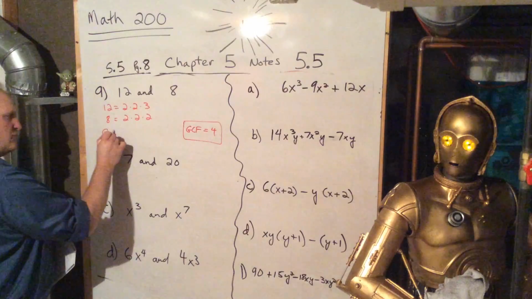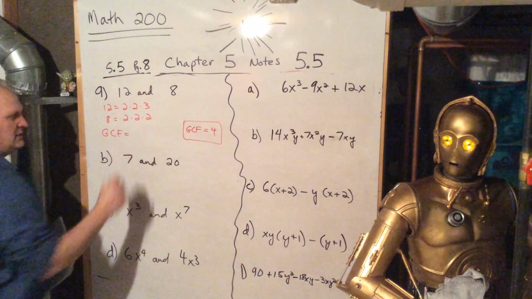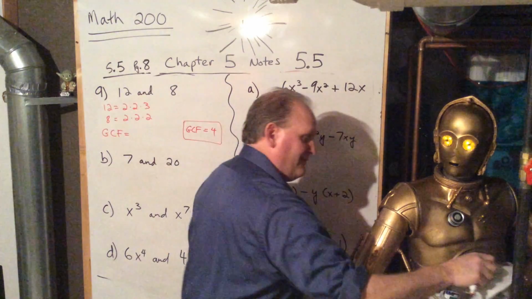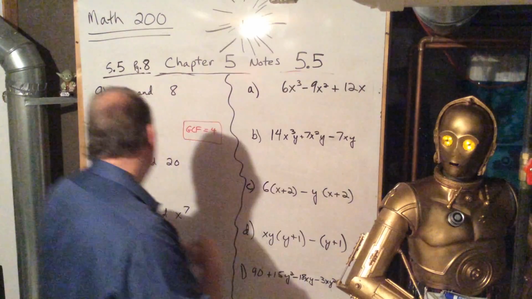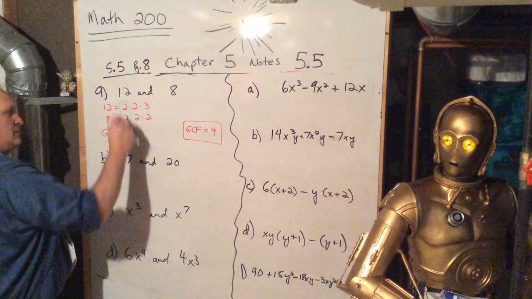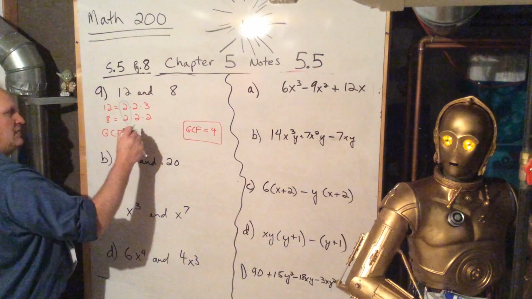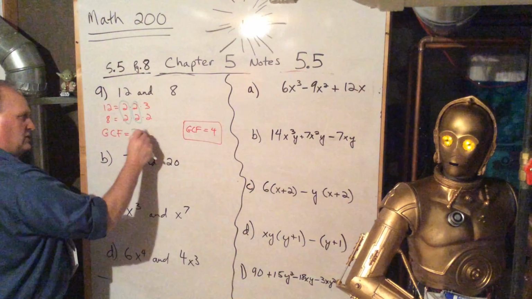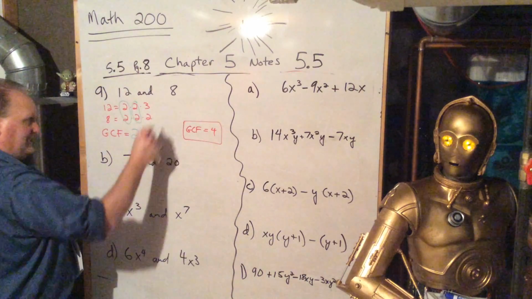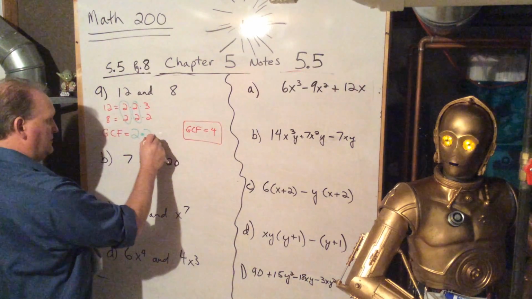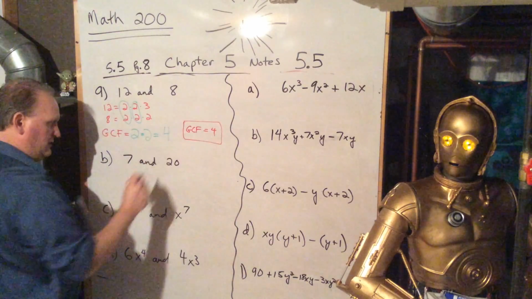When you're then looking for the greatest common factor, you're looking for what they have in common. So they both have a 2. We'll take a 2. They both have another 2. We'll take a 2. And then that's it. That's all they have in common. So we put down 4 for the greatest common factor.